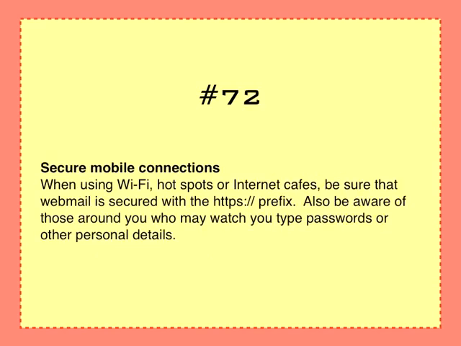Number 72. Secure mobile connections. When using Wi-Fi, hotspots, or internet cafes, be sure that webmail is secured with the https:// prefix. Also be aware of those around who may watch you type passwords or other personal details.